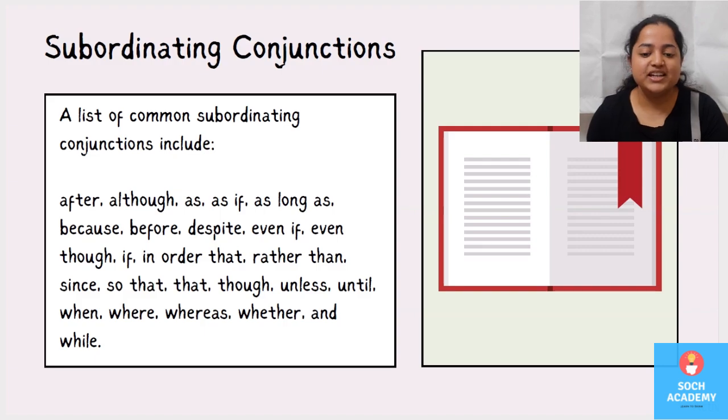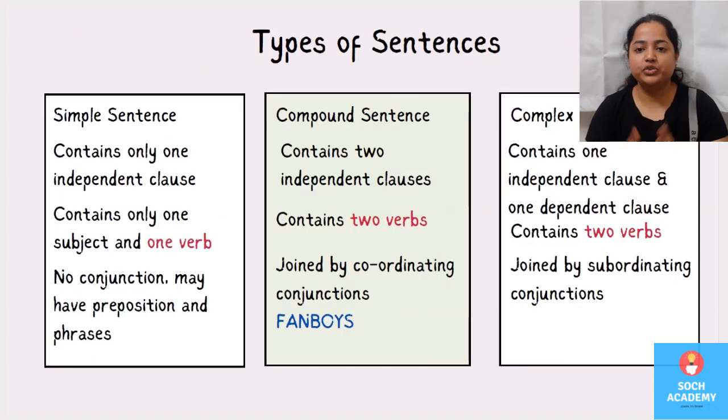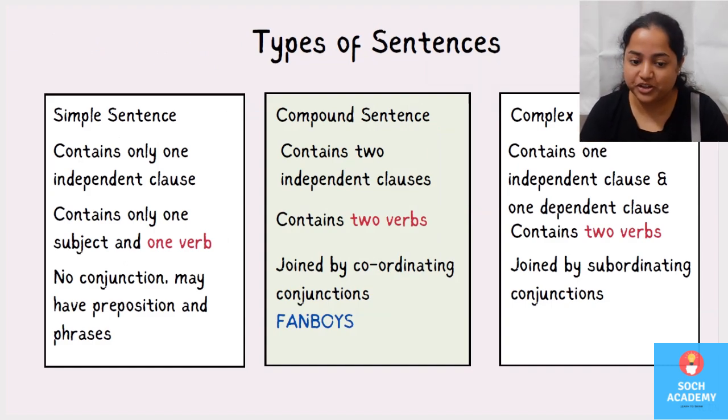Easy? Alright. Now let's have an overview of the types of sentences, and I will break it down into simple terms and solve each one of your confusions. So let's get started with the simple sentence. It contains only one independent clause.